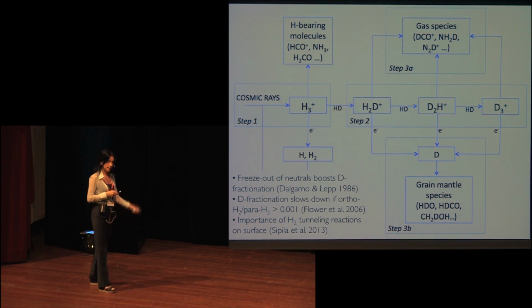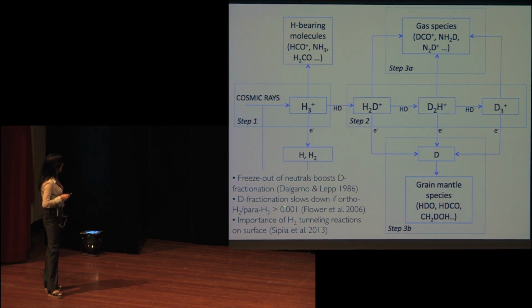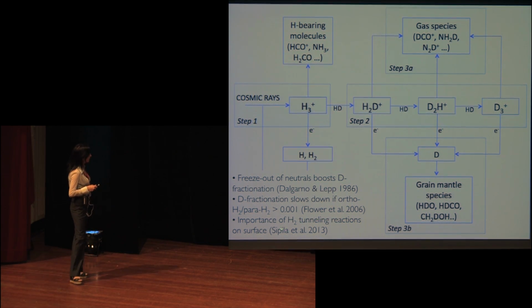Some little things that are important to bear in mind: freeze-out of neutrals boosts the fractionation, and this has been known since '86 by Dalgarno and Lepp. Fractionation slows down if the ortho to para H2 ratio becomes larger than a certain value, because this can drive back this reaction because of the higher energy of the ortho H2. Flower et al. discussed this in particular in the literature, but this goes back to Gerlich et al. 2002. Importance of H2 tunneling reactions on the surface. Okay.